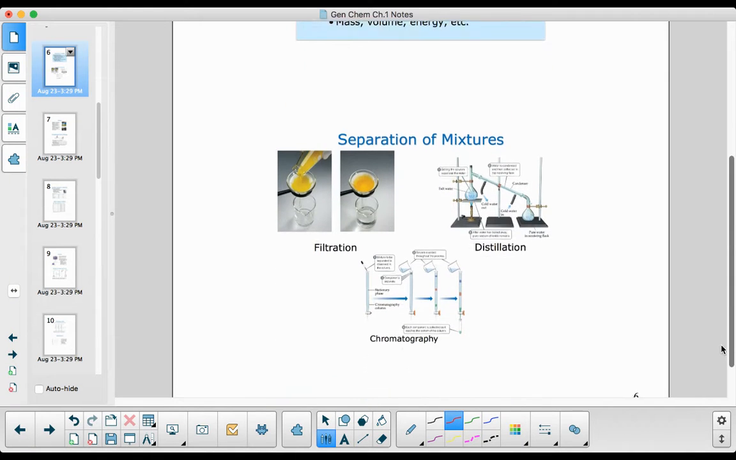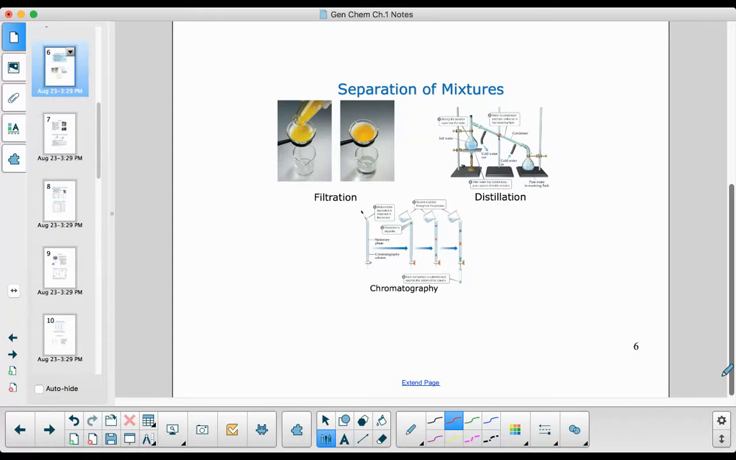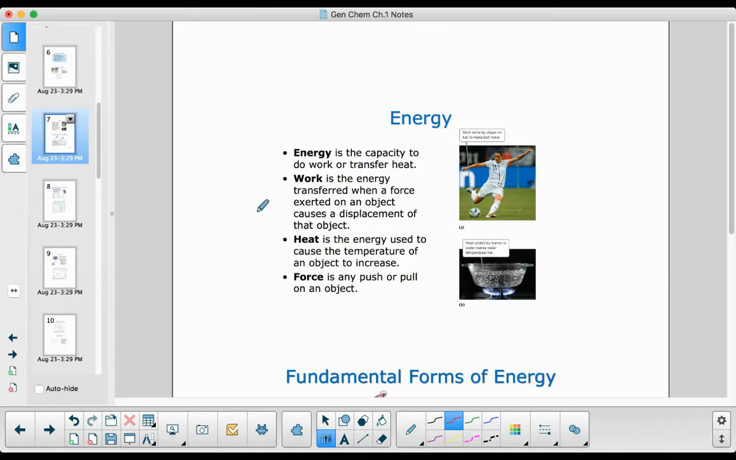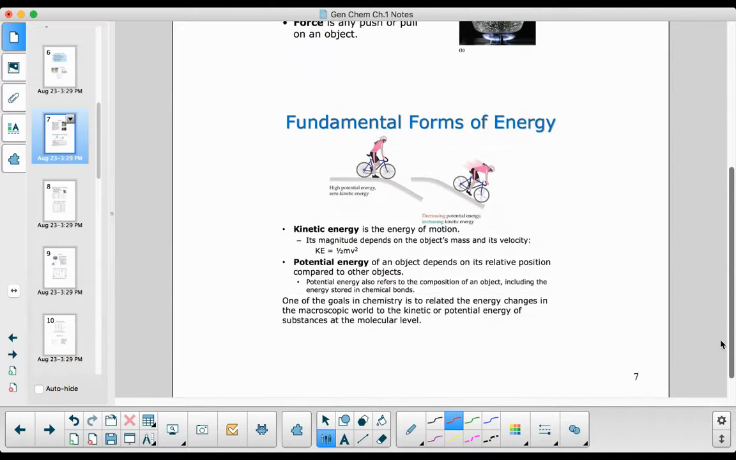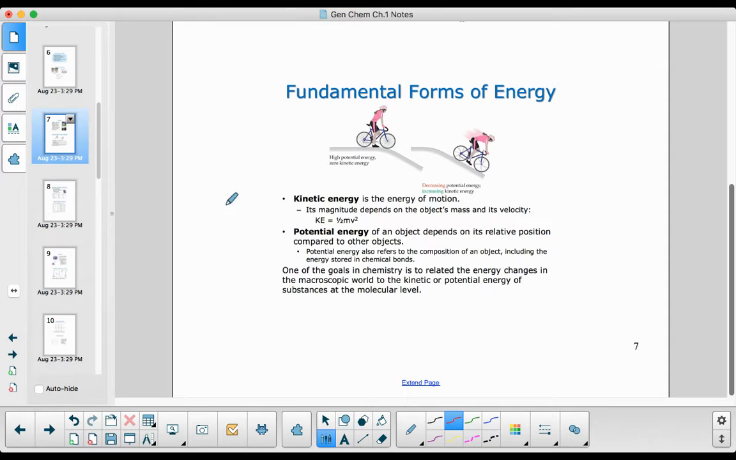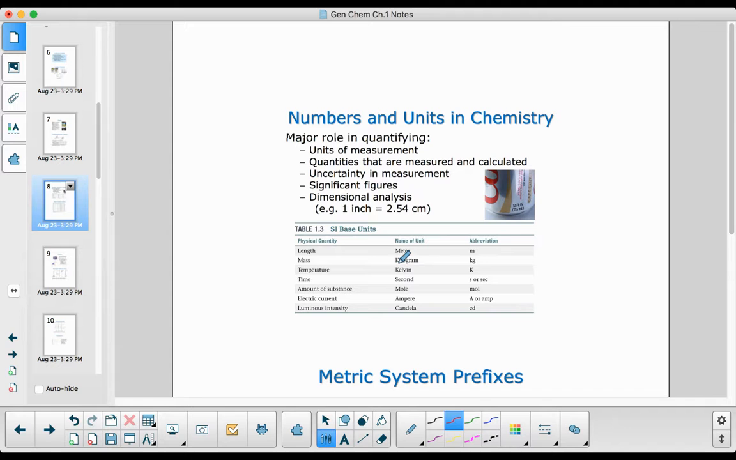And then there's methods of separation of mixtures, that just knowing the definitions of. I'm not going to talk anything about energy in this chapter. We're going to save that for our chapter 5. Just having basic definitions down is fine for this unit.